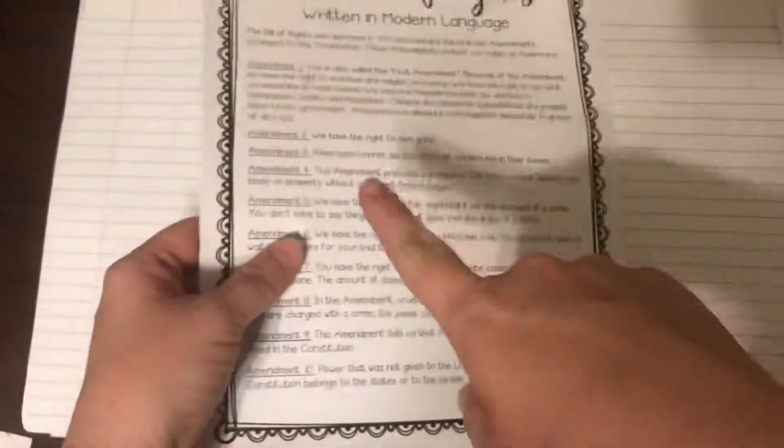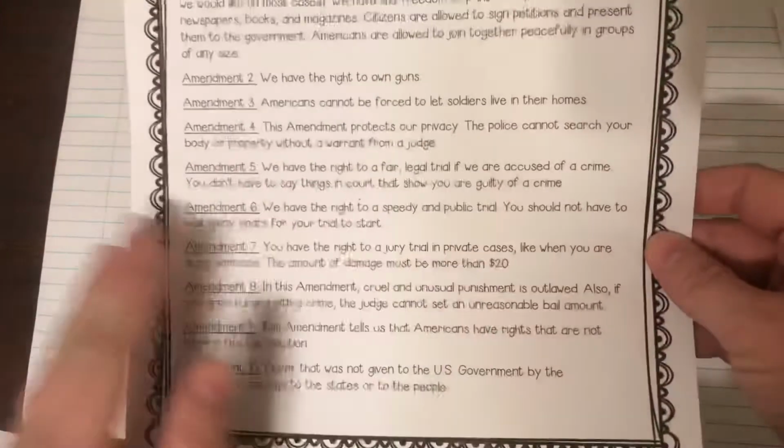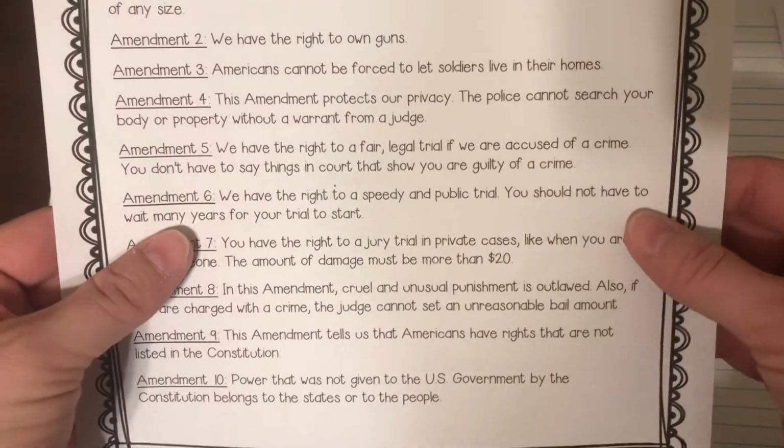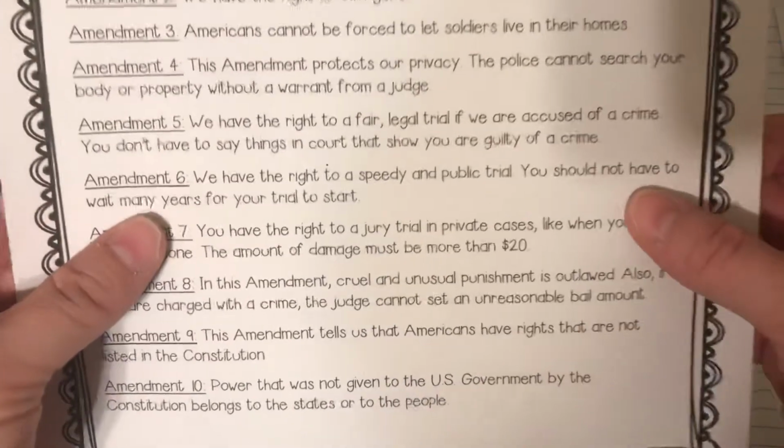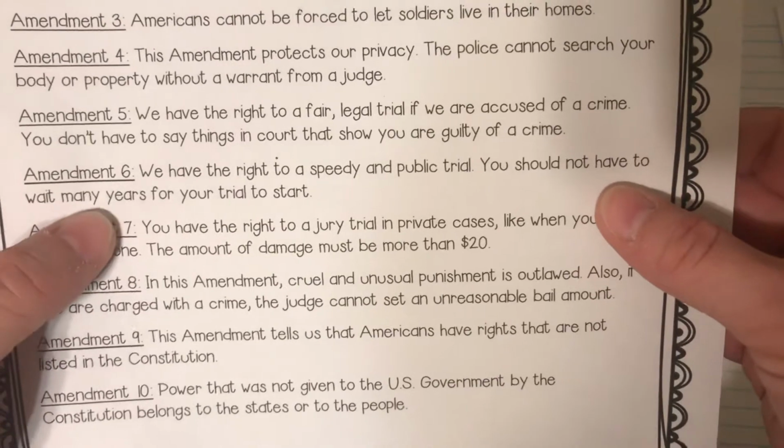Amendment 6, we have the right to a speedy and public trial. Not that it's like, who is this person, you did it, okay, all done. No, it doesn't mean it has to be speedy fast, but it has to be an okay amount of time. You can't wait years and years and years to be said guilty or not guilty. You should not have to wait many years for your trial to start.